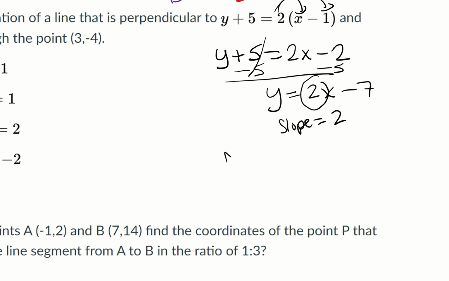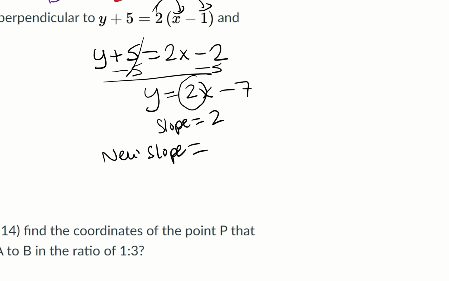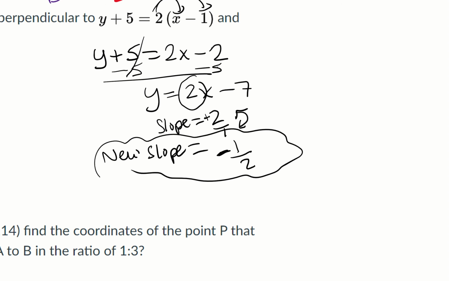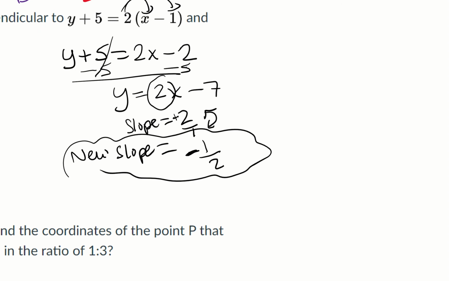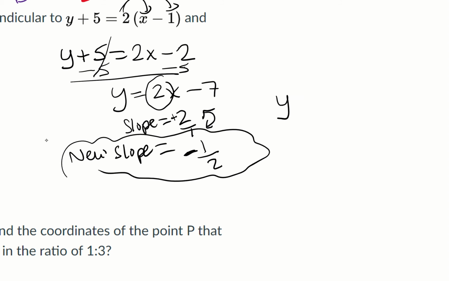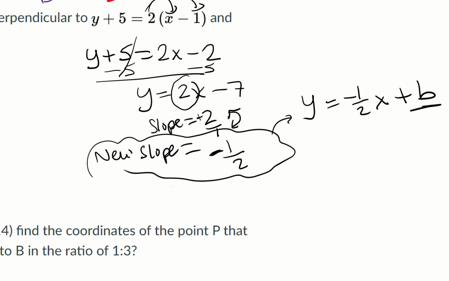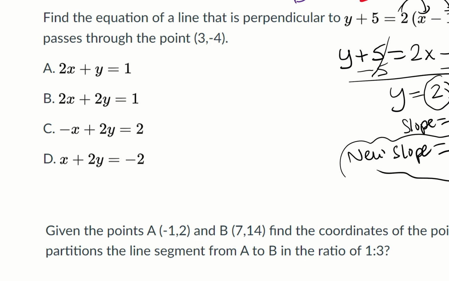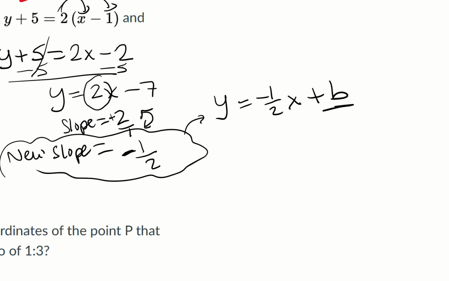How do we get the new slope? Remember that the new slope for the perpendicular, you have to do the opposite reciprocal. So flip it and then change the sign. So it's going to be 1/2. This is positive, so it's going to turn into a negative. So this is the new slope that we're going to use, okay? So instead of y equaling 2x, it's going to be y equaling negative 1/2 x. And then we don't know what this other number is, the plus b. So it's negative 1/2 x plus something, okay?